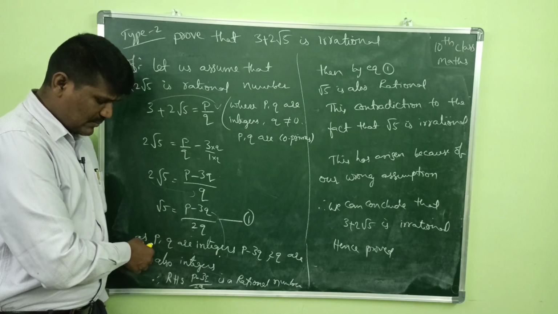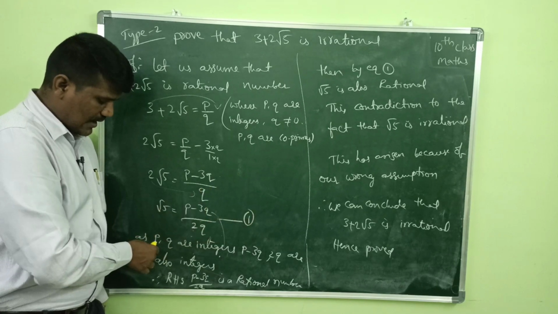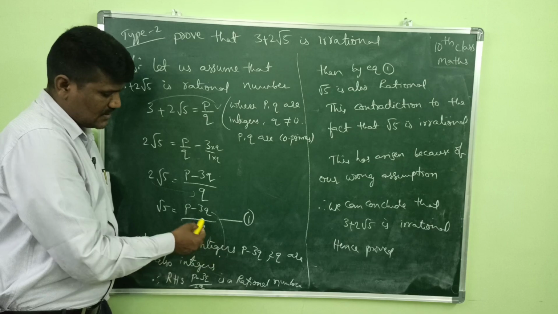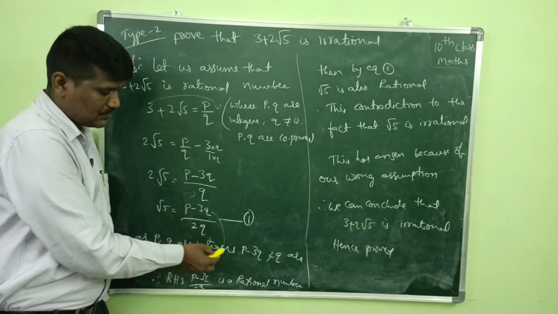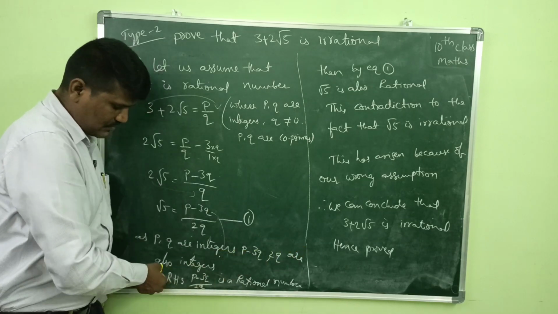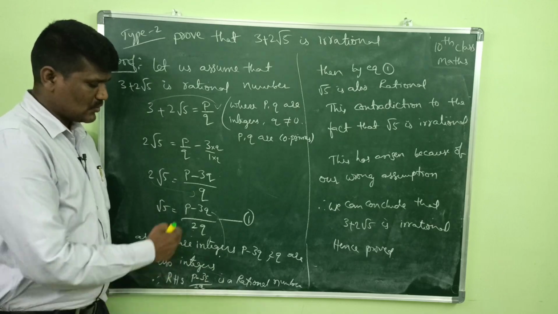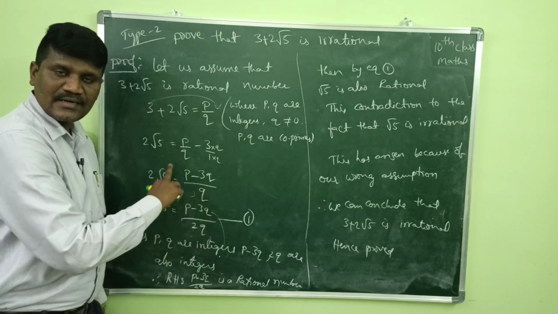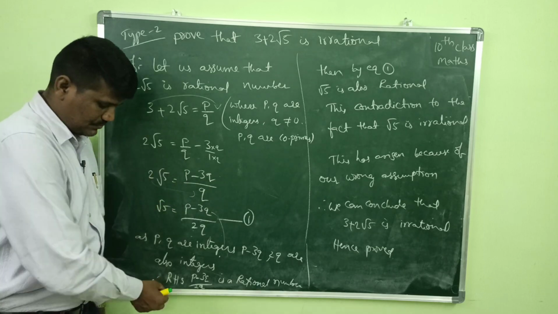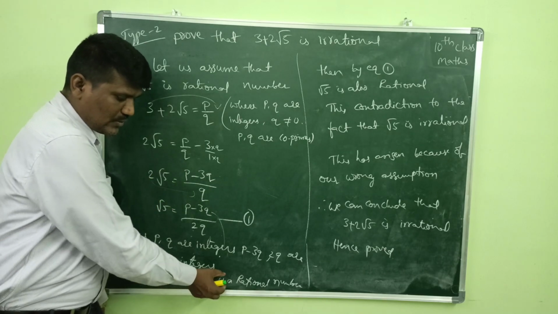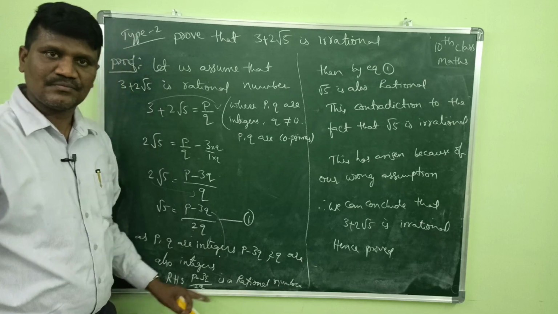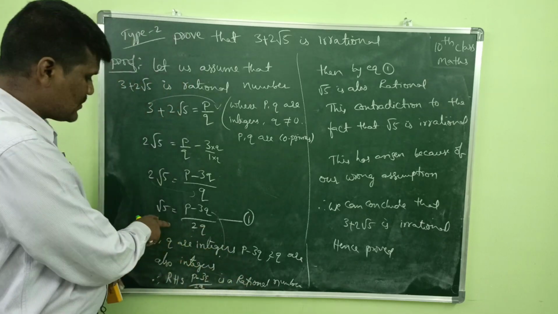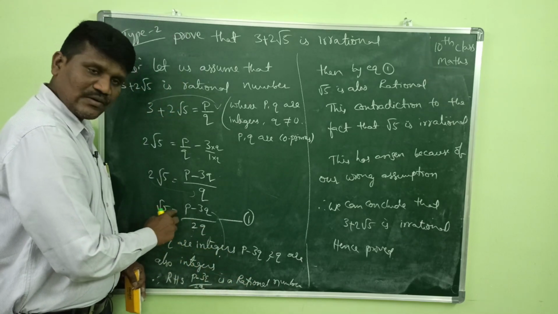Here I am writing, this is equation number 1. As p, q are integers, the numerator and denominator, both p minus 3q and 2q, are also integers. So if numerator and denominator are integers, I can say the total right hand side is a rational number. So RHS, p minus 3q by 2q, is a rational number. So by equation 1, both are equal, right? Root 5 is equal to this.